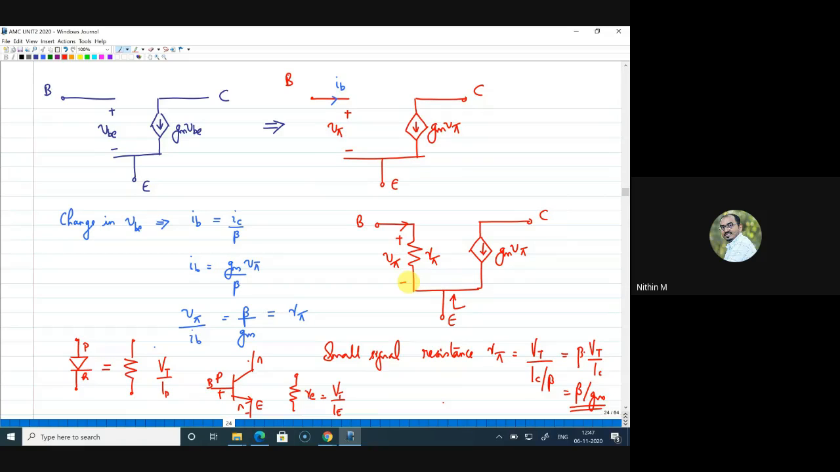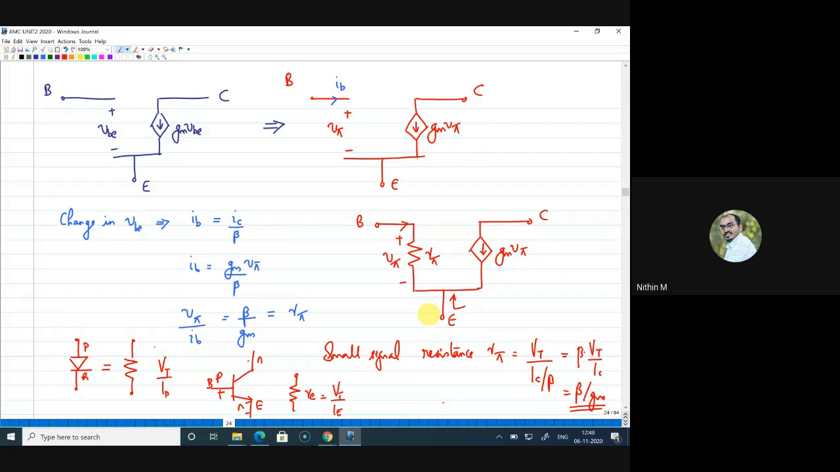If you have followed the rest of the classes, you will definitely say the resistance looking from the emitter is RE. What is RE? RE is equal to 1 by GM. But the same resistance, if I see from the base, will be beta plus 1 times RE. That is your R pi. Why is it so? Because the relation between the emitter current and base current is beta plus 1. Your emitter current is beta plus 1 times your base current.